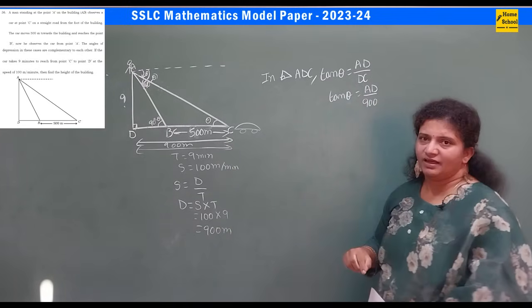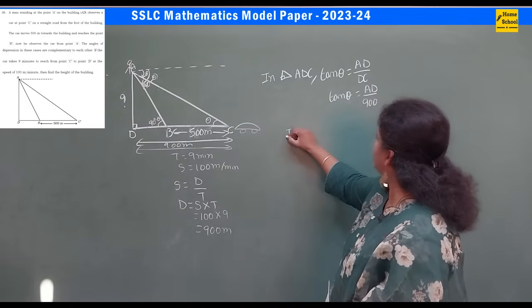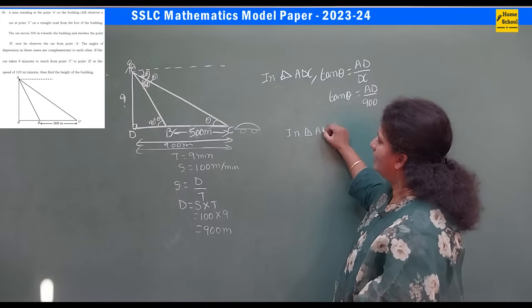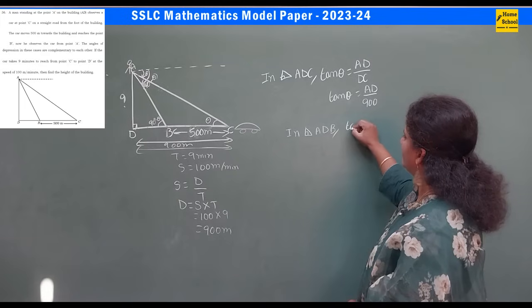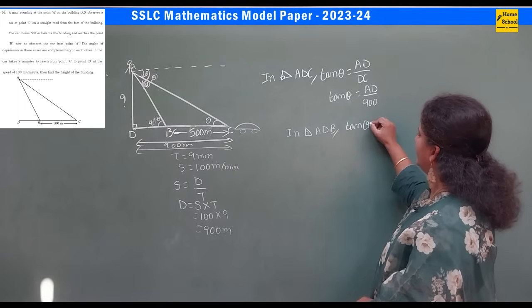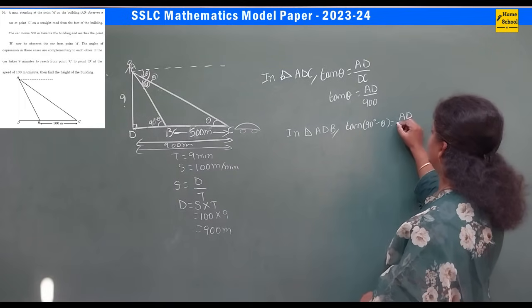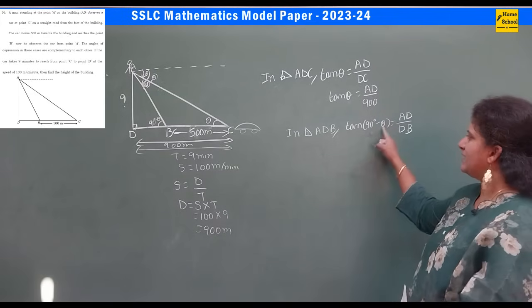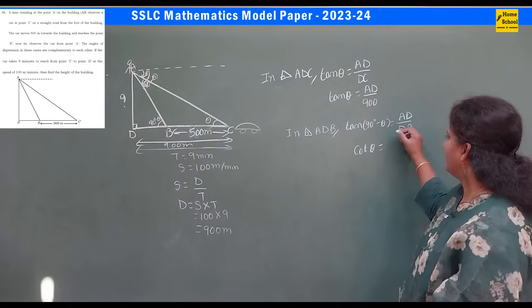900. Right? So now, next, another right triangle you take. Let me stop there. In right triangle ADB, apply again tan(90 degree minus theta) is equal to opposite by adjacent, that is AD by DB. What is tan(90 minus theta)? It will be cot theta.